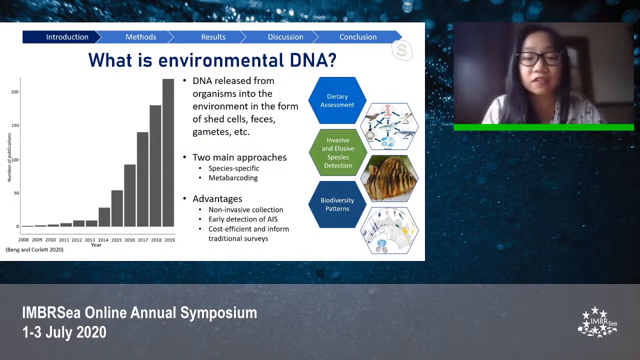and measuring biodiversity patterns. And some advantages over traditional surveys are that the sample collection is a non-invasive process, and it's a rapid and cost-effective way to infer the presence of a new potential AIS so that management can then be informed about where to conduct more targeted surveys.